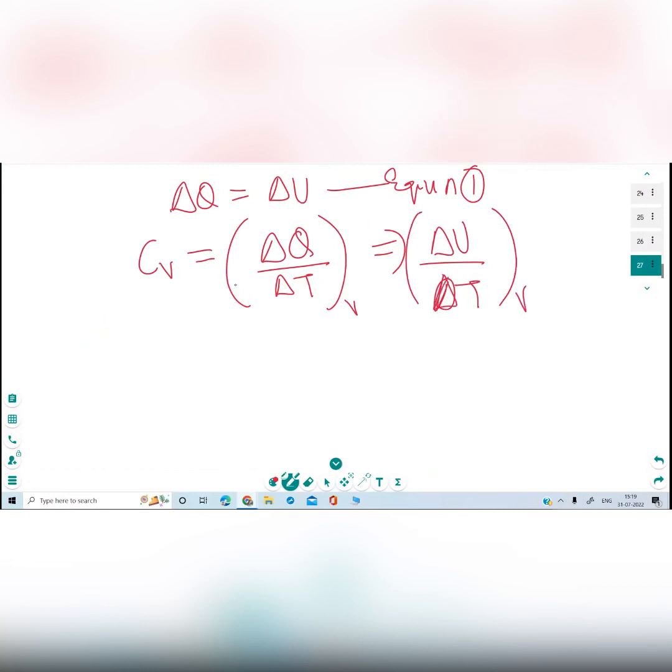This is del, change. Can I also write it like this? Yes. So basically, I can write del U by del T at CV, at constant volume. Correct? Yeah. Now we will talk about constant pressure.